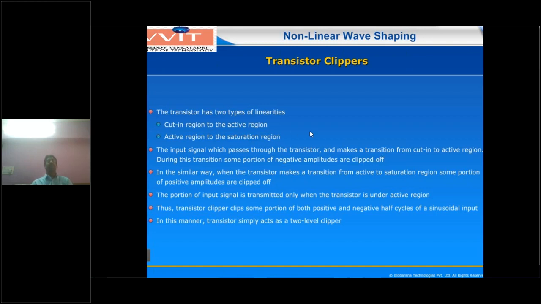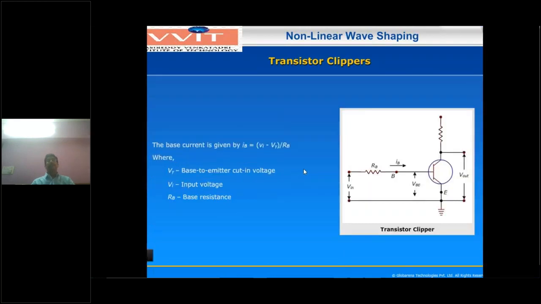In the cutoff condition it will be an open switch, and in saturation it will be a closed switch. In between, the active region will also be there, but the active region duration has to be reduced, so that's why you are using some capacitors. You will see later the commutating capacitors. Here we have to see the transistor clipping circuit diagram. It's a basic diagram. Here is the positive supply voltage VCC, the collector resistance RC, and base resistance RB.